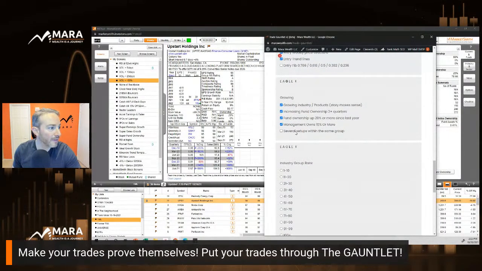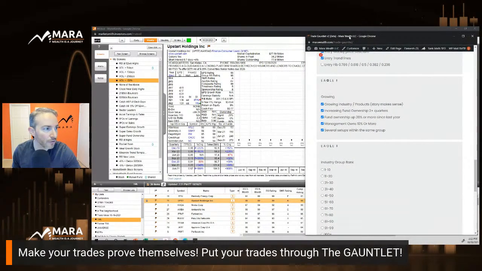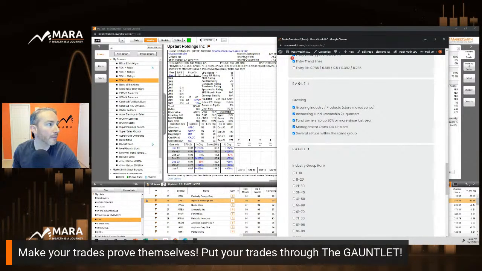Several setups within the same group. Yeah, at the time there were several. When I'm looking at the group, I'm not looking at whether it's within the same exact group per MarketSmith, right? So the third group, this finance consumer loans, great. What I'm looking more at is the same sector. So if there's several in the same sector, I'll check that box. If it's within the same actual industry group, then even better.